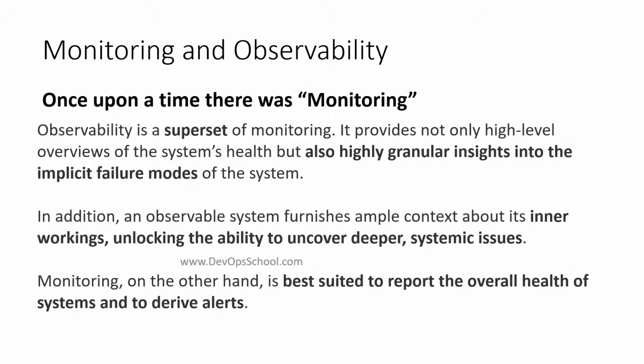Now observability is a superset of monitoring. It provides not only high-level overviews of the system's health, but also highly granular insights into the implicit failure modes of the system. In addition, an observable system furnishes ample context about its inner workings. If you set up observability, you'll get to know the context of inner workings, meaning inside the app server, inside the application, inside that server, what is happening, unlocking the ability to uncover deeper systemic issues. Monitoring, on the other hand, is best suited to report the overall health of the system and derive alerts.